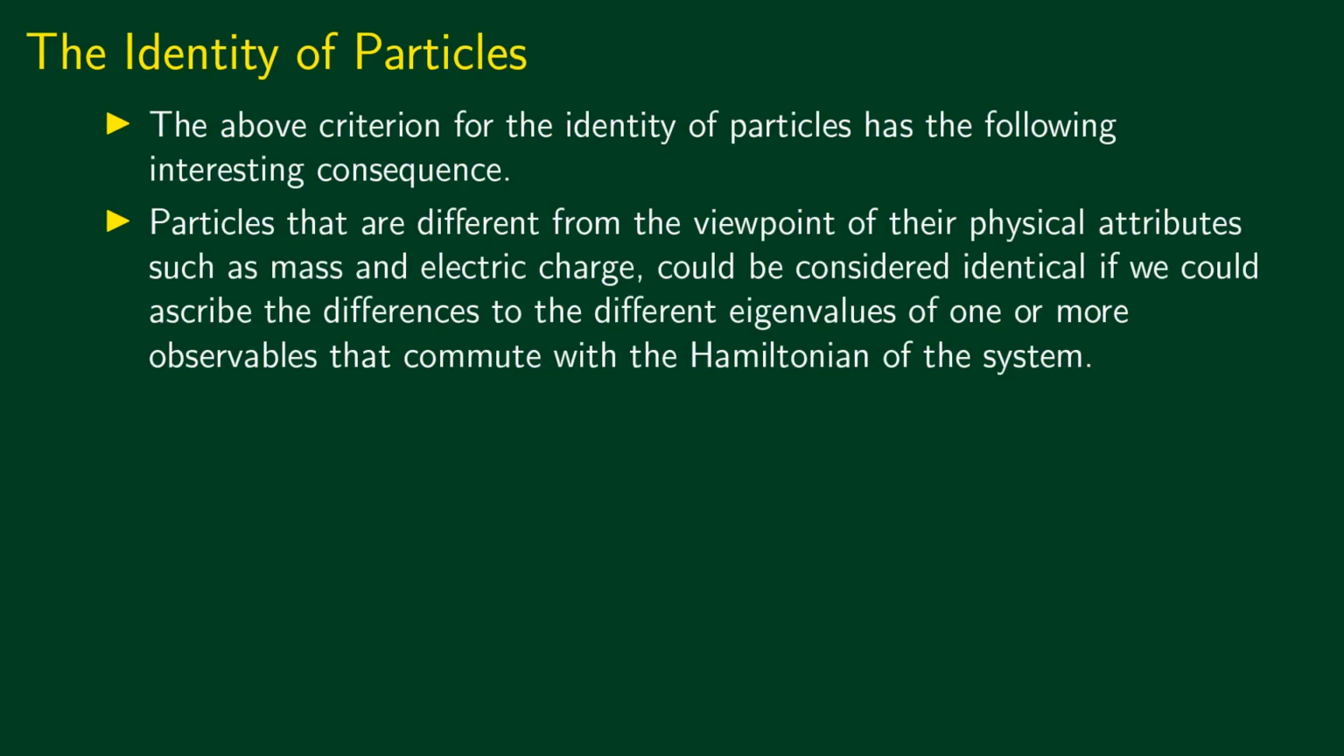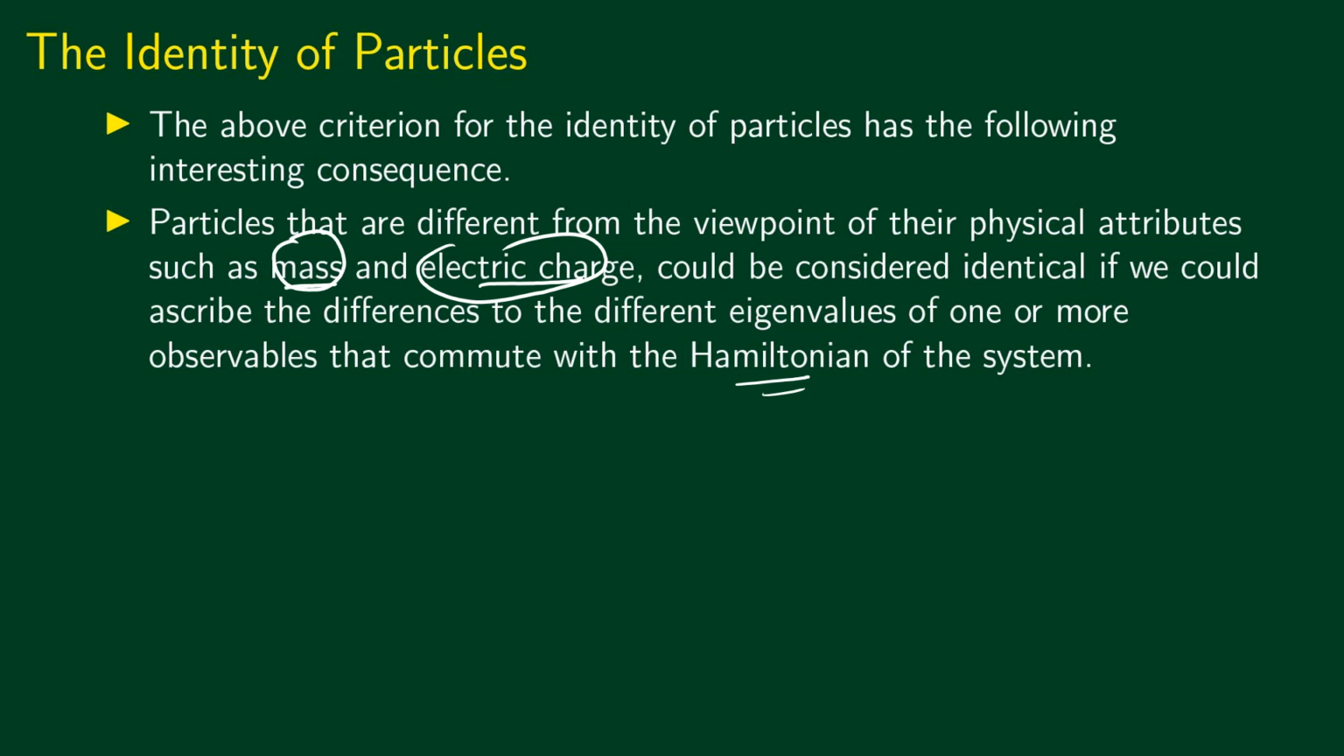This criterion for the identity of particles has an interesting consequence. Let's consider particles that are different from the viewpoint of their physical attributes such as mass and electric charge. Normally we cannot consider them as identical particles. But if we could associate this mass and electric charge to the eigenvalues of one or more observables that commute with the Hamiltonian of the system, then different mass and electric charge correspond to different eigenvalues of operators in the complete commuting set of observables. And then we can consider these particles as identical.